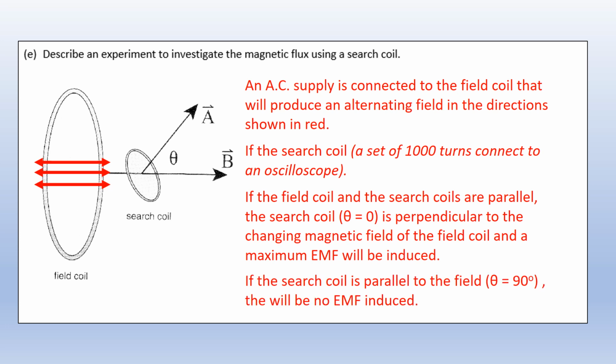Whereas if we make theta 90, so the search coil is essentially flat or parallel to the field, the area perpendicular to the field is going to be 0, so the flux is going to be 0. But that's how a search coil is useful. It allows us to determine the flux, essentially.